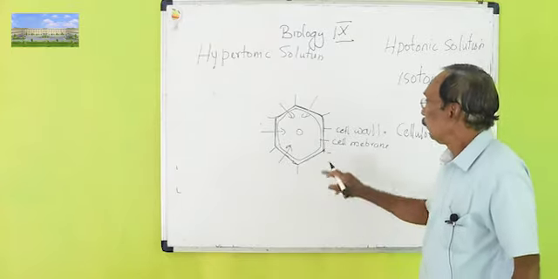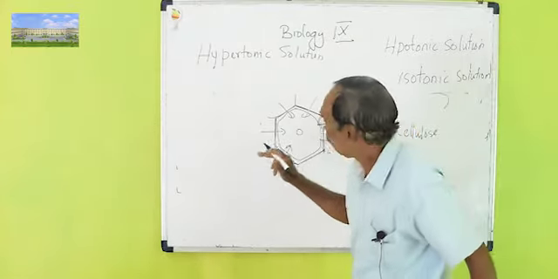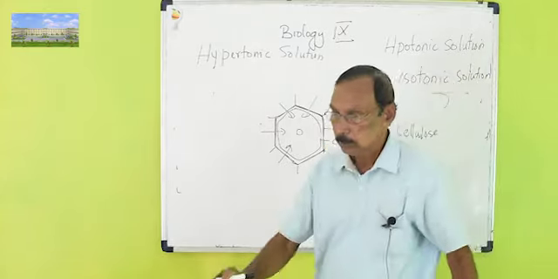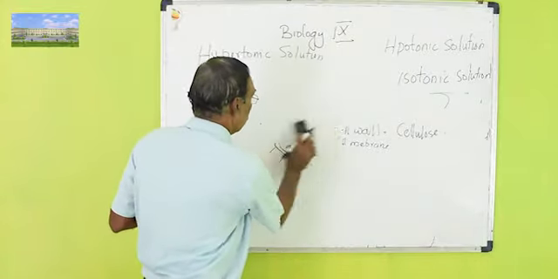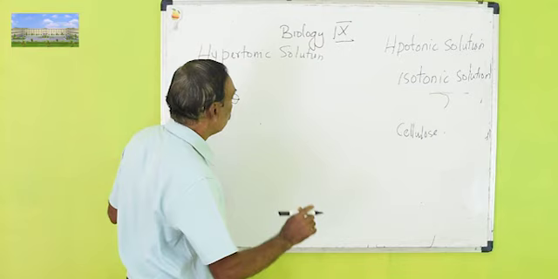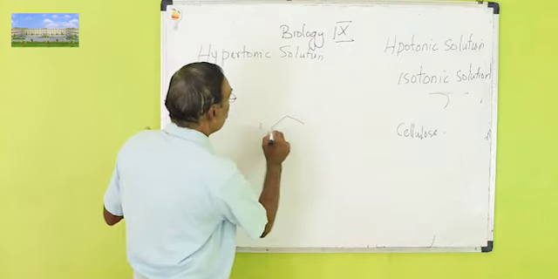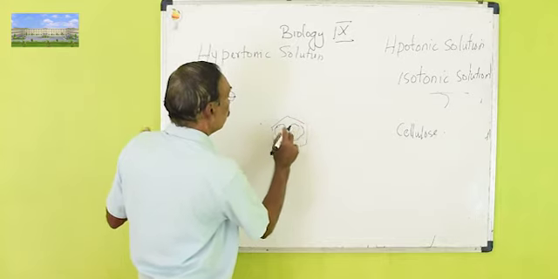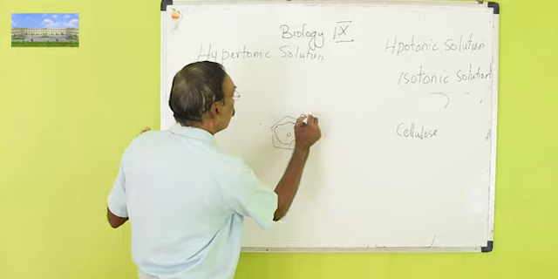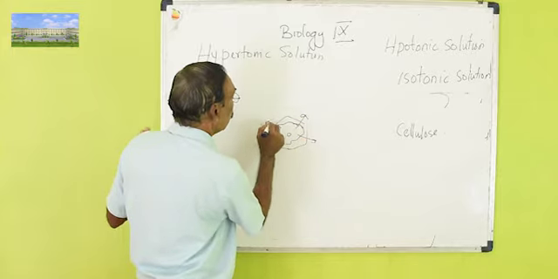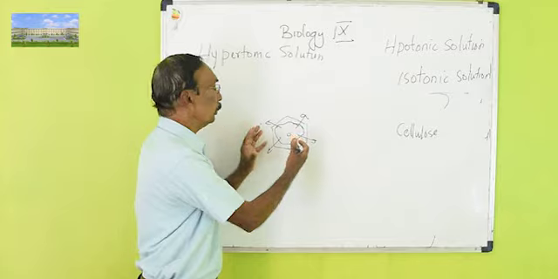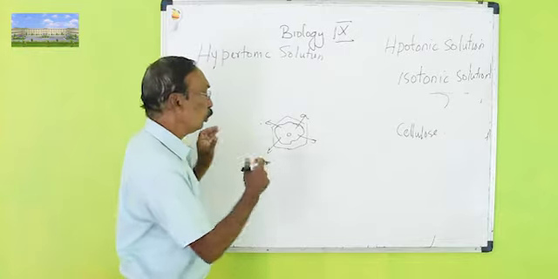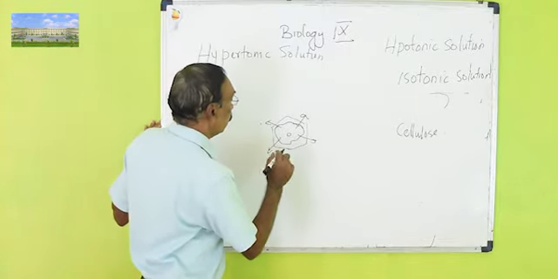One more thing, if the cell loses too much water by exosmosis, it will shrink. I already told you, the cell will shrink if it is losing water. This is actually water going out, and it moves away from the cell wall. This is called the shrinking of the cell. Shrinking means contracting.